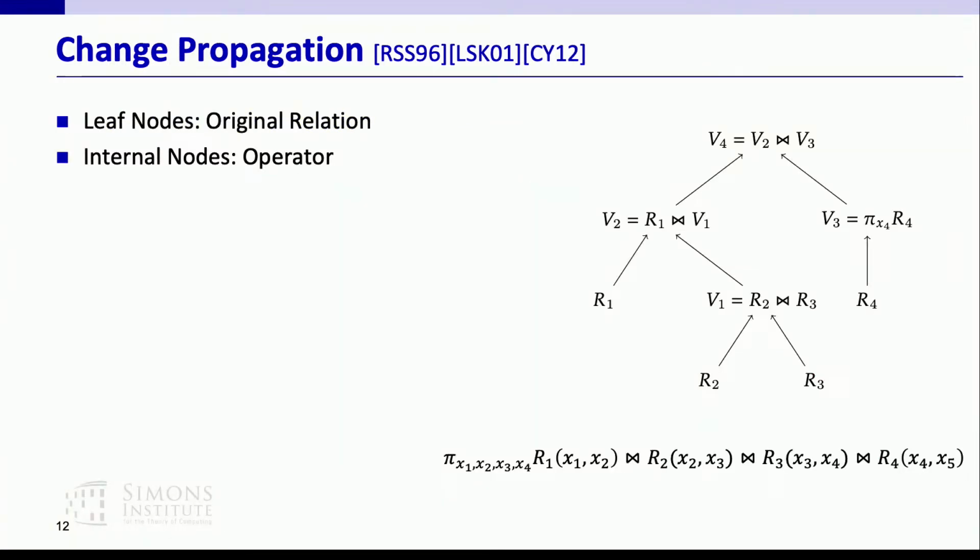In the literature, the framework of change propagation is the traditional way to handle the problem, and each query plan can be represented as a tree such that every original relation is a leaf of this tree, and each internal node is an operator. For example, for this query plan, it will materialize the join result between R2 and R3 as a view V1, and then further materialize R1 join V1 as V2. And also, for example, here, this is the projection operator. It will materialize V3 as the projection of R4 on attribute X4. And later, it will further materialize the join between V2 and V3 as another view.